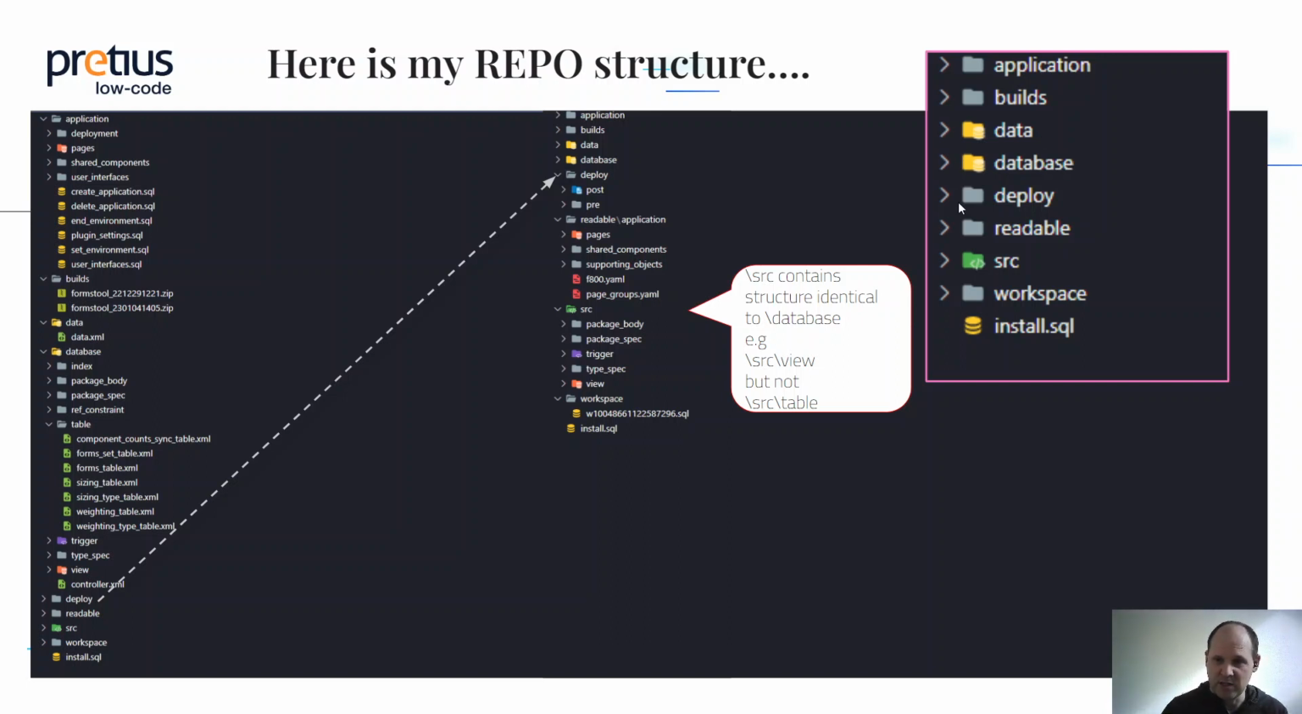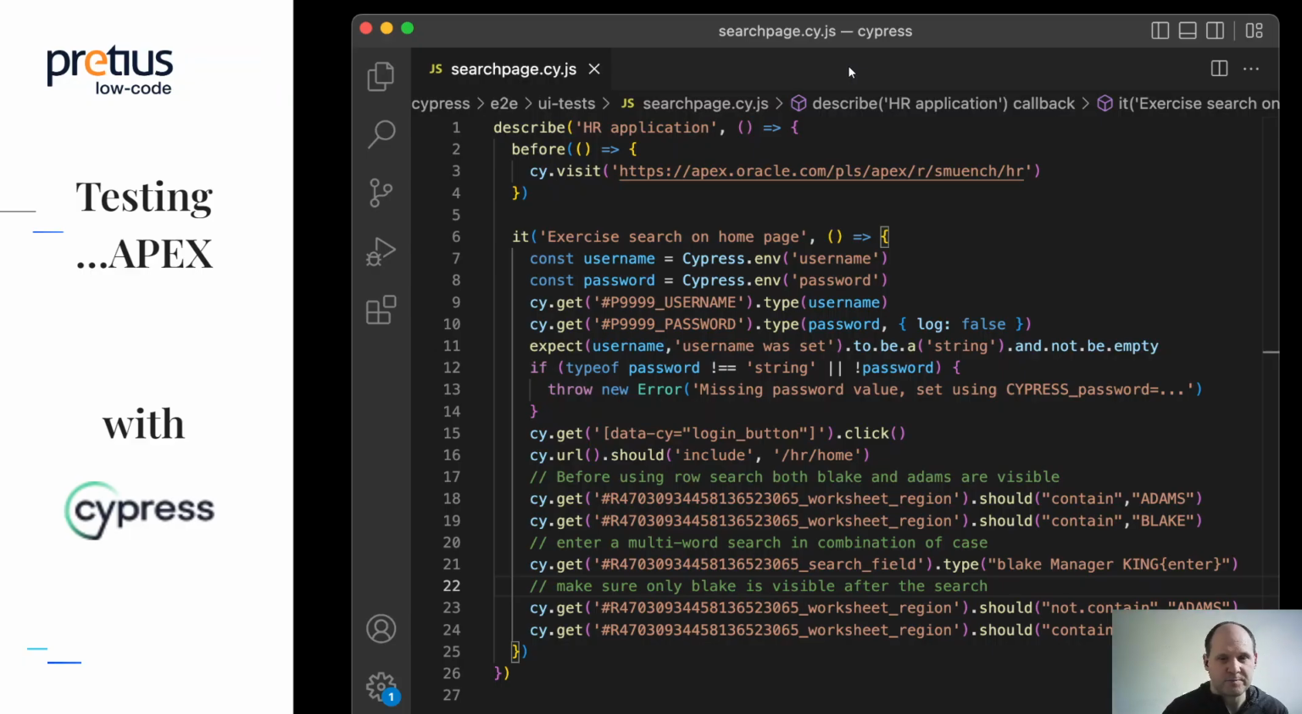I've got the deploy, which is the pre and post. I've got readable, which is my application YAML. And I've got all my source all in there, including my workspace. So I find this is a very nice way of organizing my repo. Okay, so that's deployments for now.